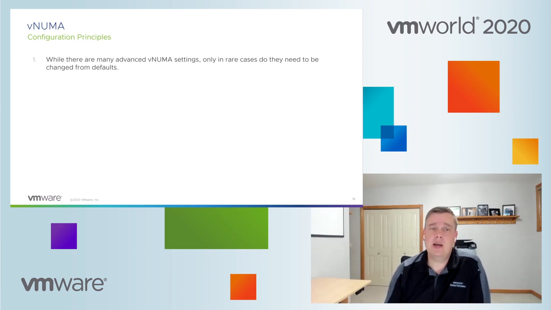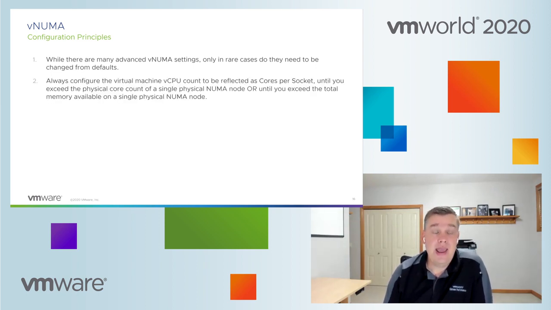So while you've seen and come across many advanced NUMA settings in the community and other presentations, only in rare cases do we need to change those from default. So please don't get in the habit of just getting in and changing things unnecessarily. Now, when we configure the virtual machine, the vCPU count that we give it should be reflected as cores per socket until we either exceed the physical core count of that physical NUMA node or the memory associated with that physical NUMA node. And we'll do some examples in the next slide to solidify that.